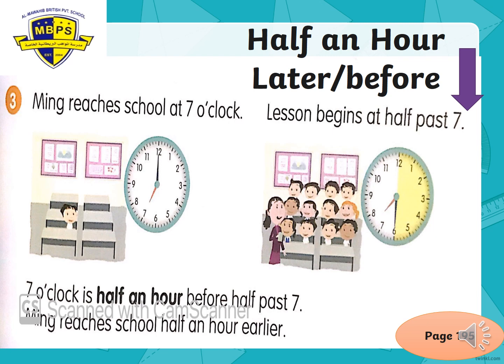Does it take a full round around the face of the clock? No. Only half of the clock is shaded, which means that only half an hour has passed on the clock. So we can say that 7:30 is half an hour after 7 o'clock. Or if we start with 7 o'clock, we say 7 o'clock is half an hour before 7:30, because only half of the clock face is shaded, which means that we passed only half an hour.